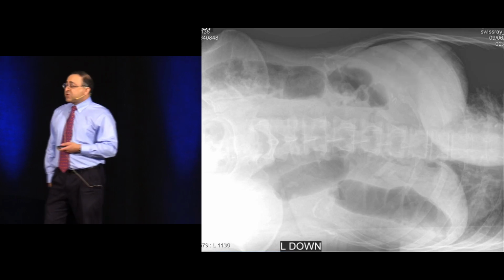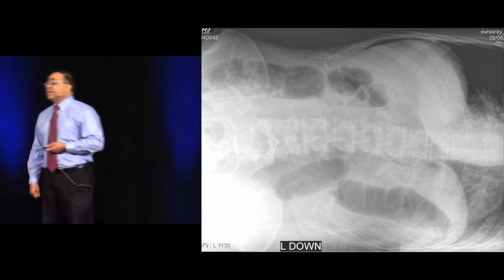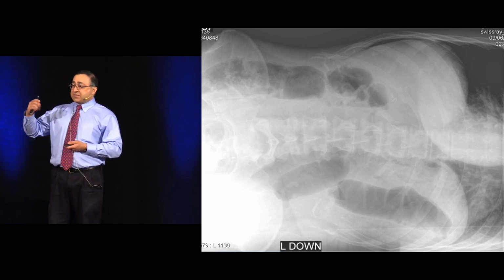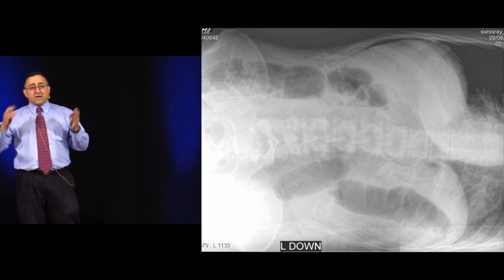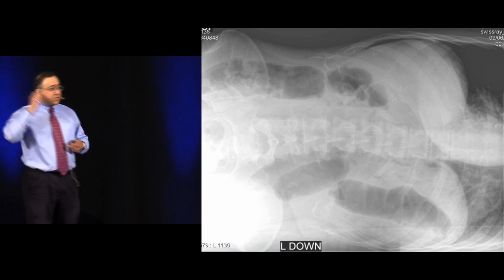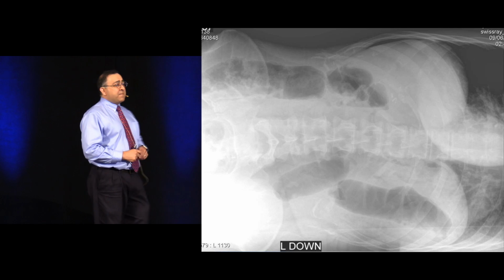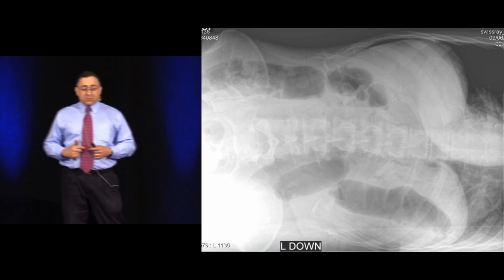And there's some studies actually that say that the lateral decube is even better than the upright chest x-ray. So again, I don't know that you'd have to know which is the best film, but if the patient can't stand up, make sure to get a lateral decubitus x-ray.